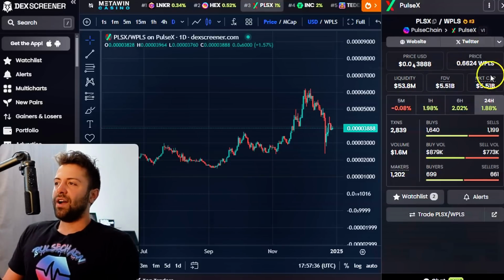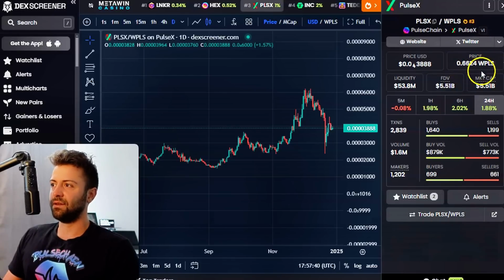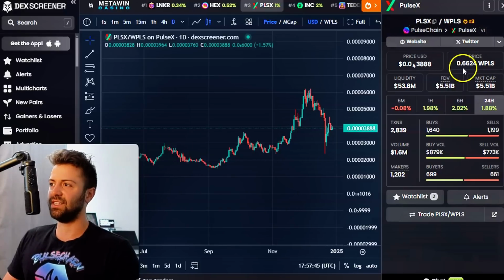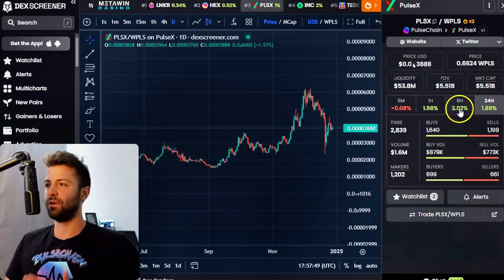But now look at the price in PLS terms. Okay, PulseX is worth 0.66 of a WPLS. So that means basically that PulseX is worth 66% of Pulse. It's worth about 2/3 what a Pulse is worth.